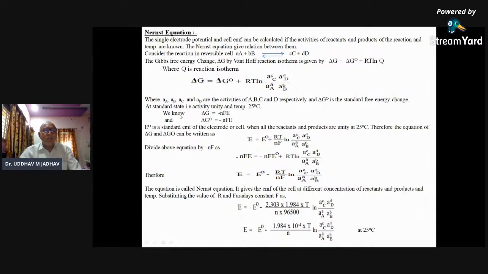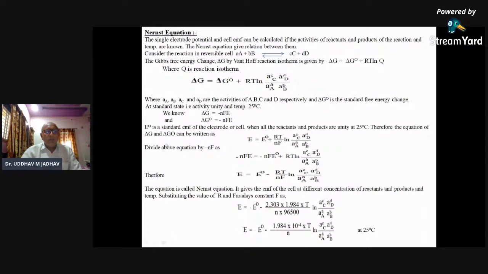From last time we have seen, or we know, that delta G is equal to minus nFE. Likewise, delta G naught is equal to minus nFE naught. And this E naught is the standard electrode potential. Now, since we have an equation delta G is equal to delta G naught plus RT ln activities of product upon activities of reactant, if you substitute delta G is equal to minus nFE and delta G naught is equal to minus nFE naught, then the equation will be minus nFE is equal to minus nFE naught plus RT ln this ratio.